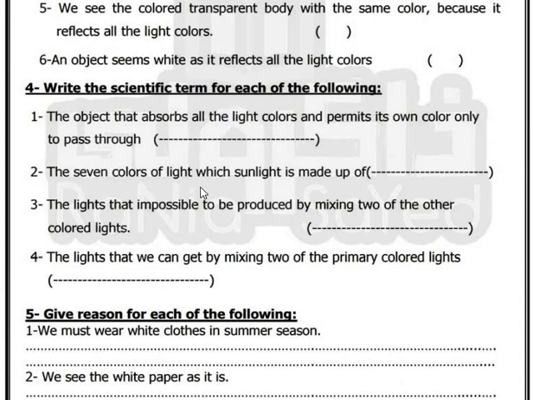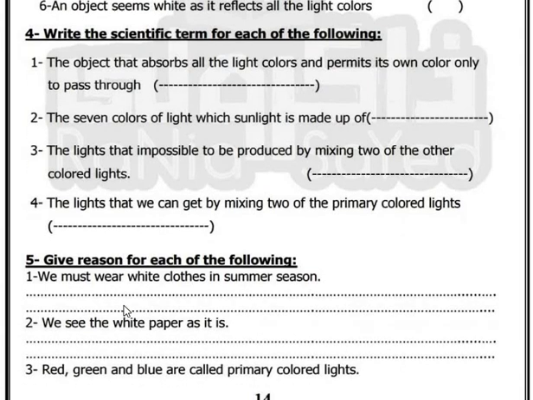The 7 colors of light which sunlight is made up of. مين هما 7 colors اللايت بتاعتي أو sunlight formed of it? Excellent, 7 spectrum colors. The light that is impossible to be produced by mixing two of the other colors. Impossible, مستحيل أحصل عليهم من أي colors تانيين. يبقى ده بالنسبة لي primary colored light. Very good. Number 4, the light that we can get by mixing two of the primary colored light. يبقى بعمل mixing two primary, يبقى ده بالنسبة لي مين؟ secondary colored light.